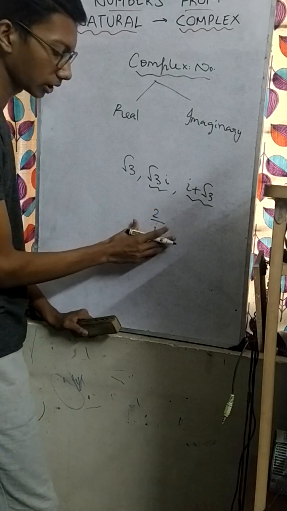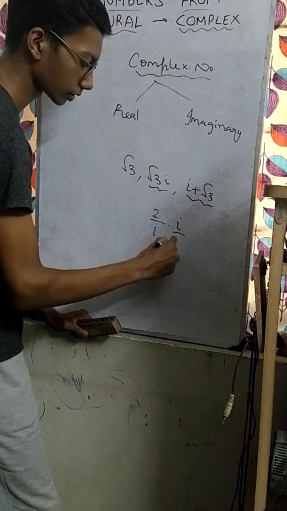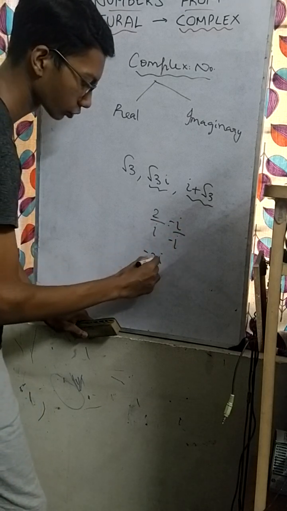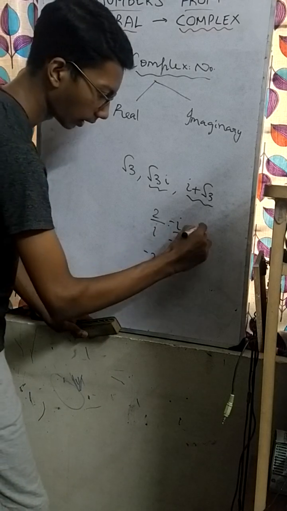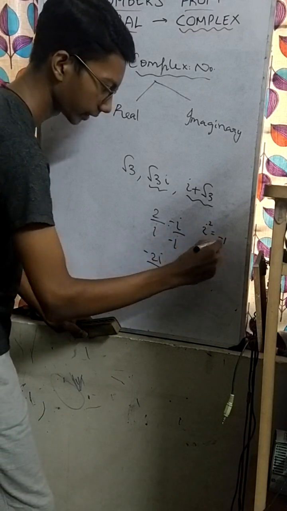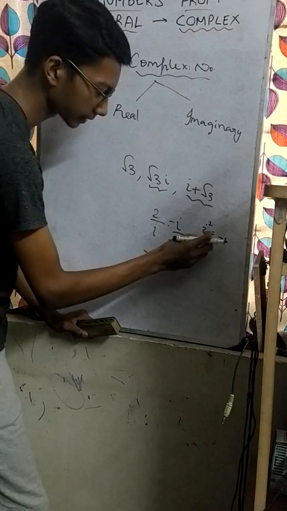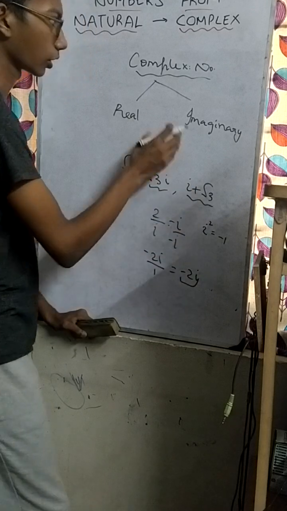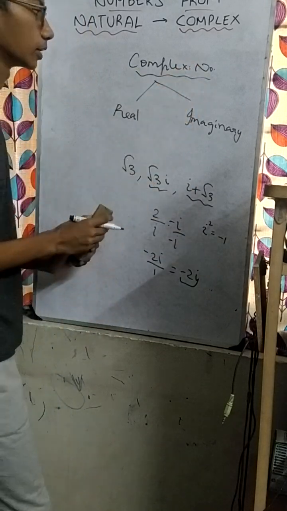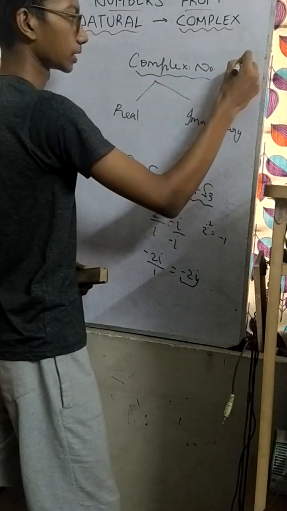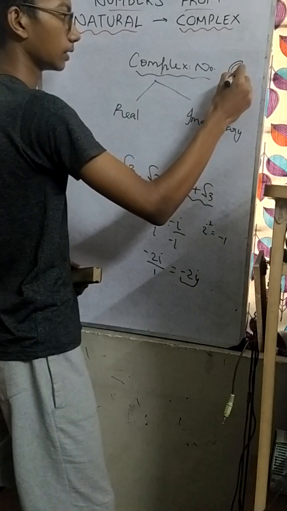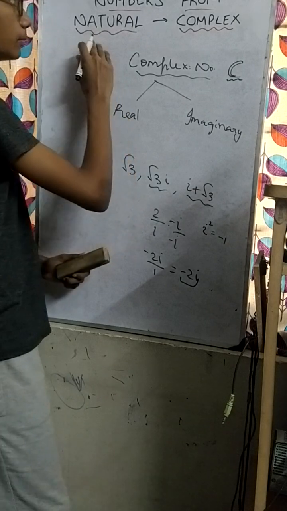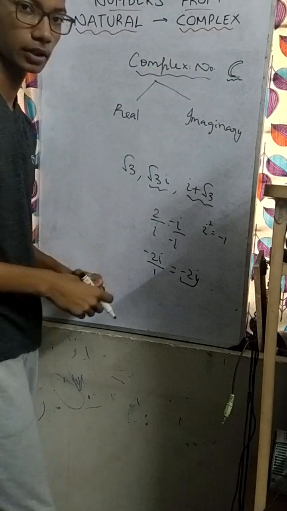But when we are dealing like this, we should always take the conjugate. So this we will have minus 2 by i, where i square is minus 1. So here we have minus i square, so we get plus 1. So this is minus 2i. So this is also a complex number. So that's the thing about complex numbers. And the letter to denote complex numbers is C, like this. So this is the letter for denoting complex numbers. So that's all for the numbers from natural numbers to complex numbers. That's it. Thank you.